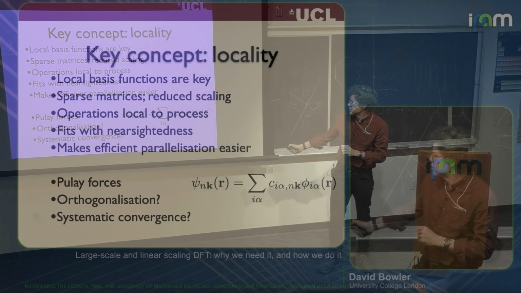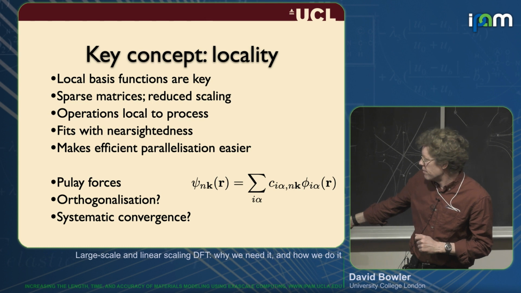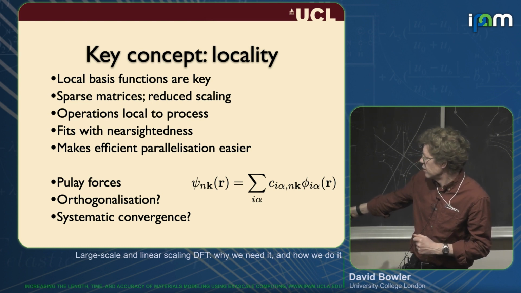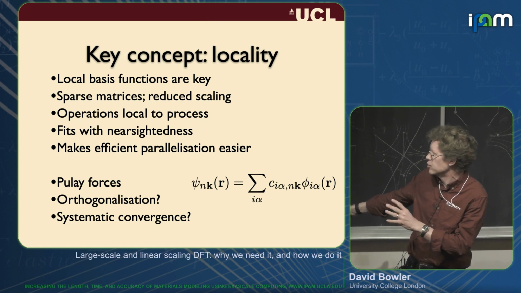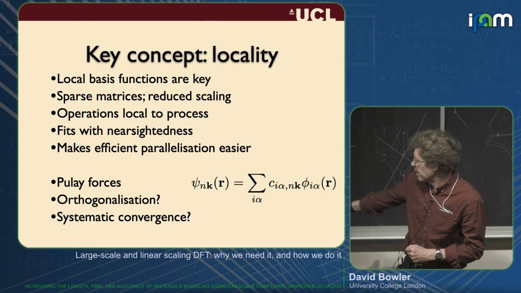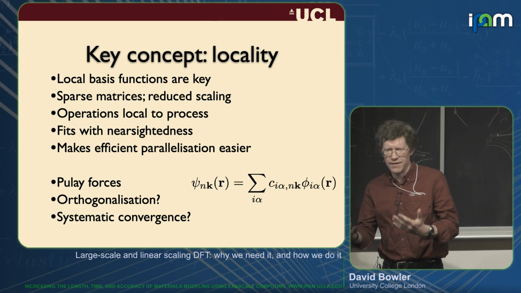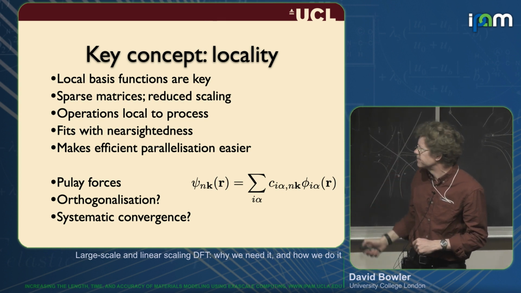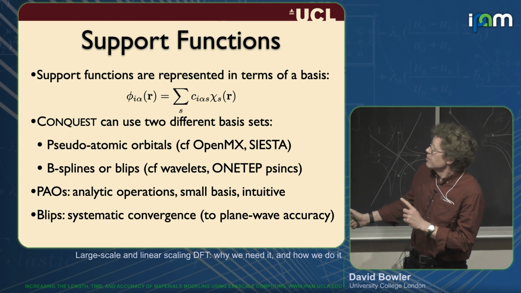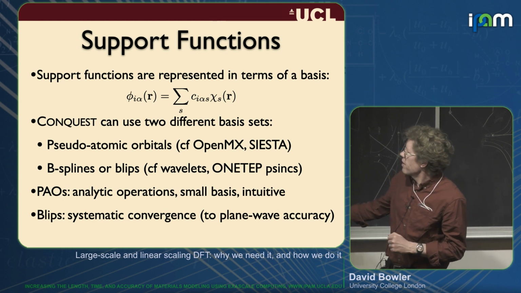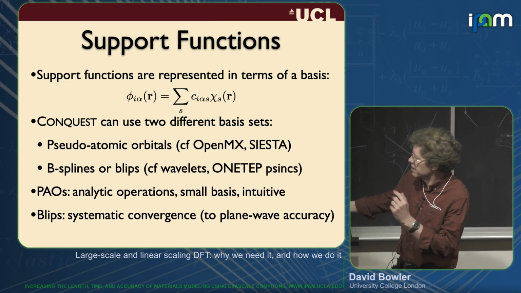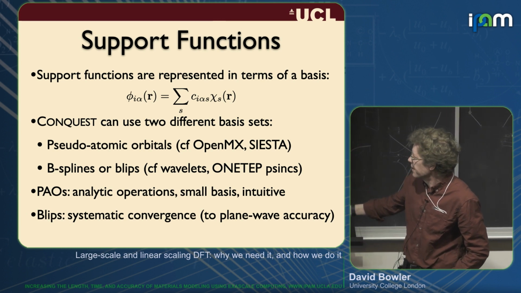And just to set the terminology here, the Kohn-Sham basis psi nk of r is expanded in a set of local basis functions phi I alpha, which we call support functions, multiplied by some coefficient. This is a fairly standard kind of thing, but I just wanted to introduce the idea of these support functions. These support functions themselves can then be represented in terms of another basis. So you'd write phi I alpha of r as a sum over s of chi s of r.